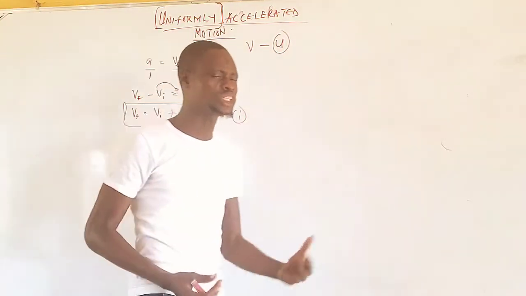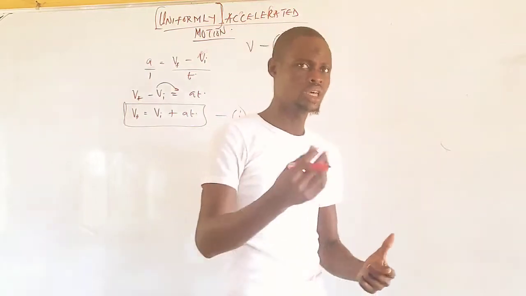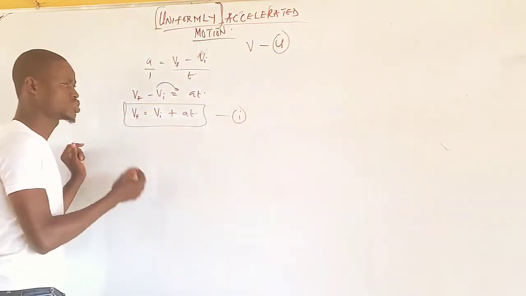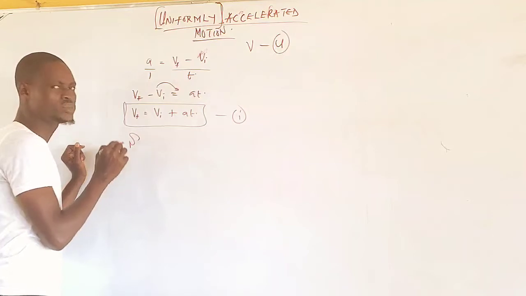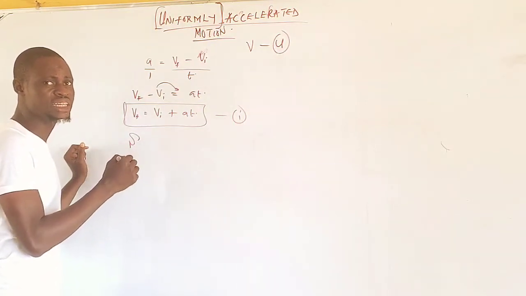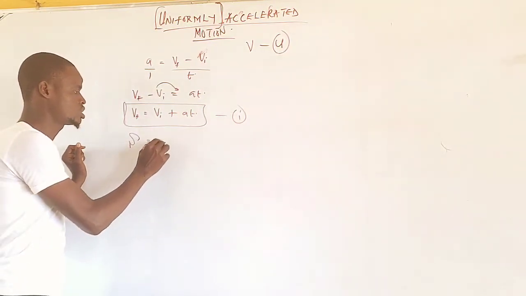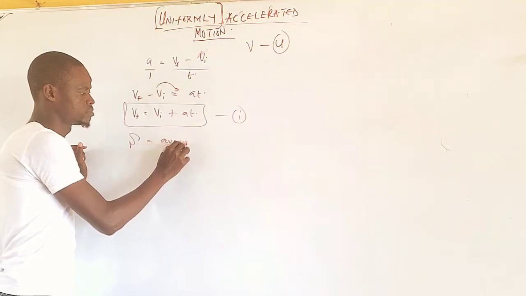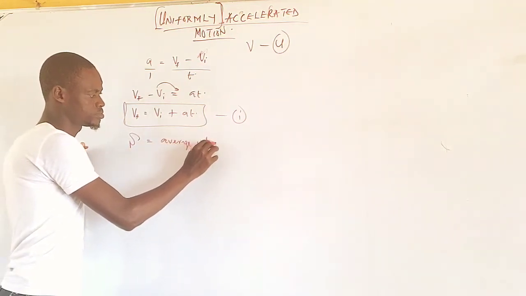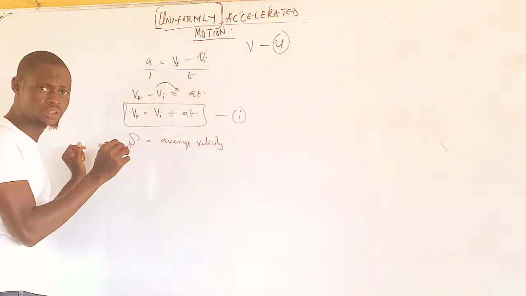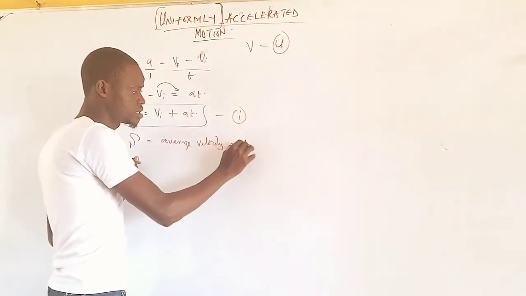Now, the second equation of uniformly accelerated motion is given like this. If I assume the total distance covered by a body, please note, the total distance covered by a body is always equal to the average velocity of the body multiplied by the time taken.